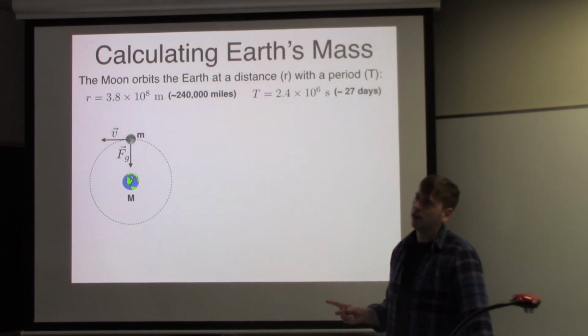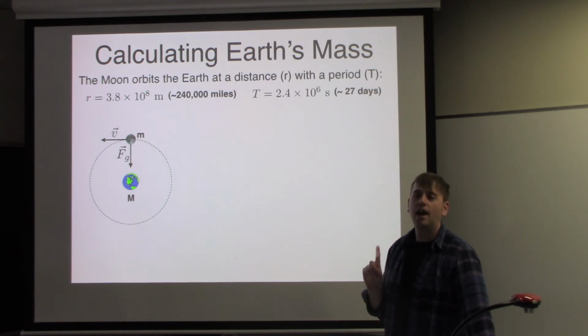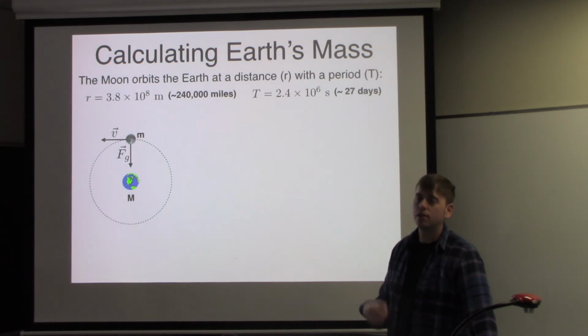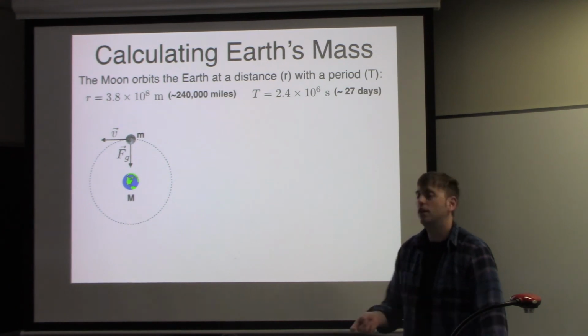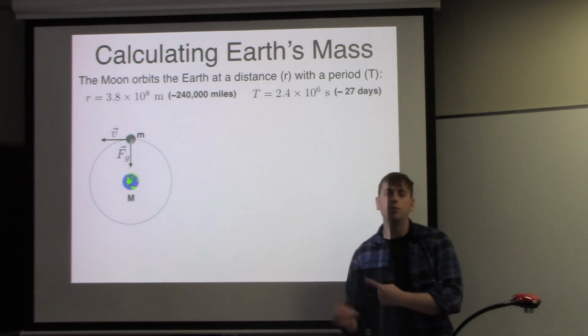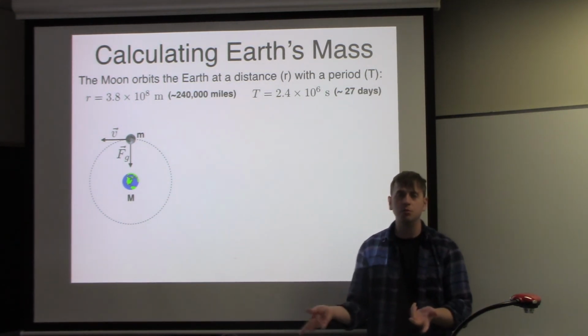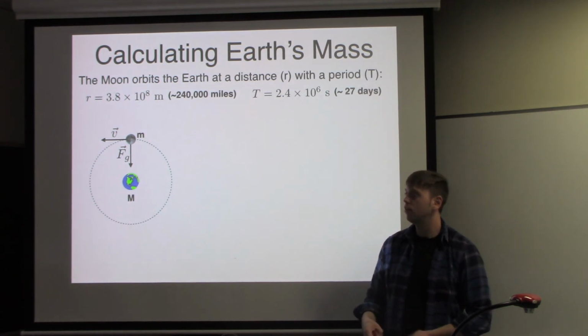Is there a way I can just put the Earth on a scale and weigh it? No, but we can do something clever, which is use how objects orbit the Earth to figure out how massive the Earth is. I'm going to show you how this works. We're going to use the orbit of the Moon around the Earth, and assume the Moon is in a circular orbit.